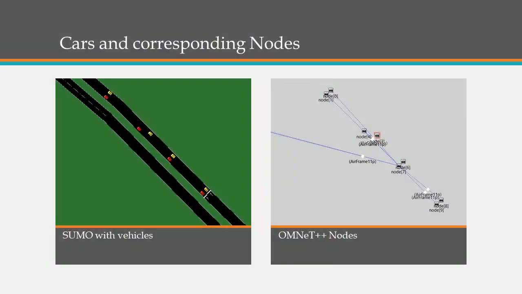This shows how a vehicle on the road in Sumo is mapped to node network traffic in Omnet++. On the left, we can see cars deployed on both the lanes of the road. On the right, the corresponding wireless nodes are communicating with each other using Wi-Fi-P protocol. We can also visualize the packets sent by the nodes.